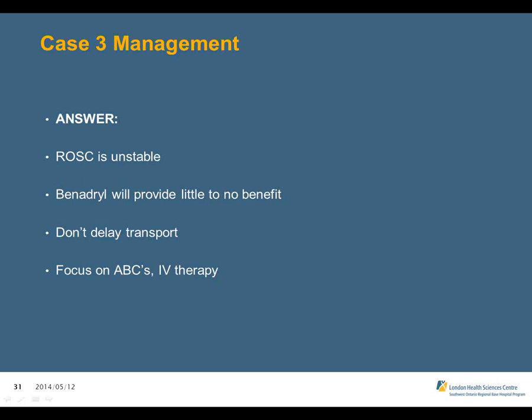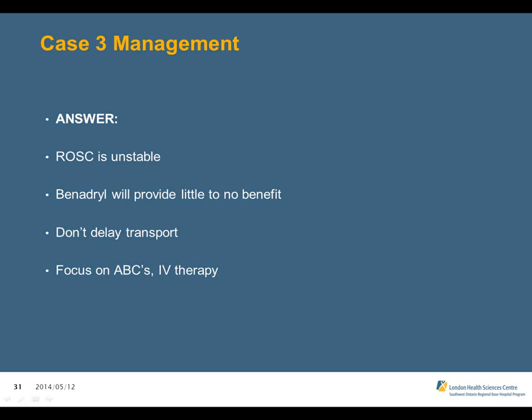BVM ventilation may be required. If there is some difficulty with the BVM ventilation, it's quite possible you could use some Ventolin treatment via your BVM, but no, you're not going to administer Benadryl to this patient. The likelihood that this patient has an unaltered GCS is probably really low as well. There will be no benefit for this patient.